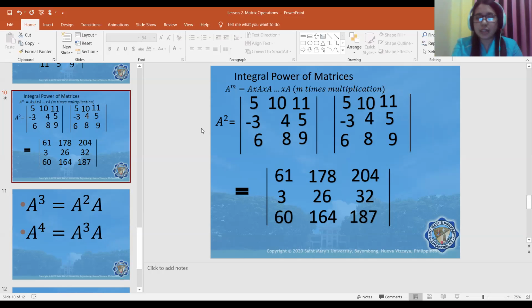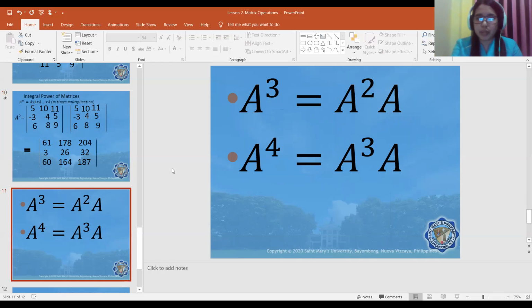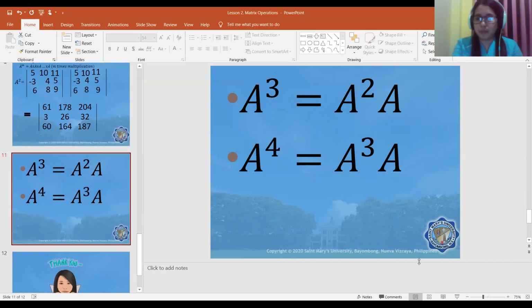So if we extend this to A cubed, A to the fourth, you can actually make use of this. Like for example, A cubed, you will just multiply A squared times A, and also if it's A raised to 4, then it is A raised to 3 multiplied by A. So you will just extend it.